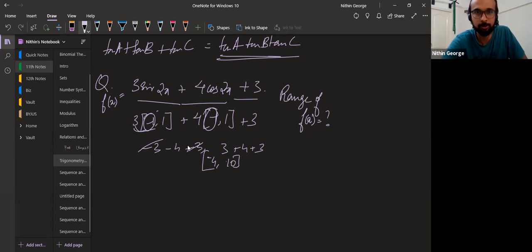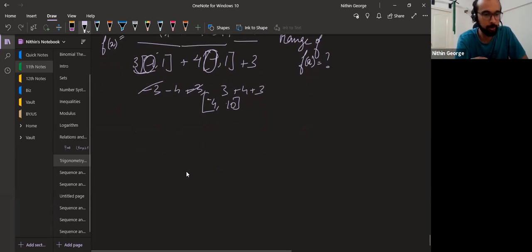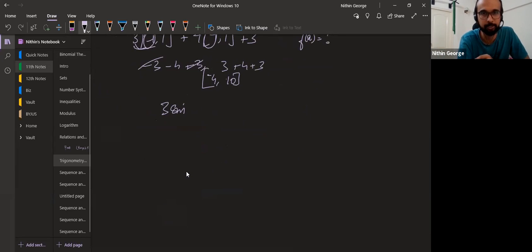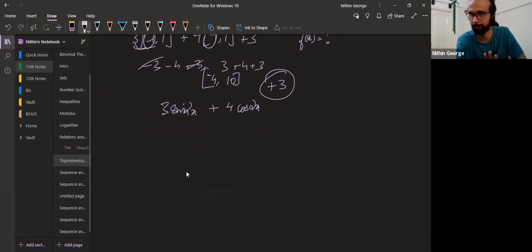All right. So I'll show you what we need to do. Just look at 3 sine 2x plus 4 cos 2x. There's a plus 3, which I'll just keep aside for now. So this term here, 3 sine 2x plus 4 cos 2x, I will divide and multiply both sides by a number. What will that be?